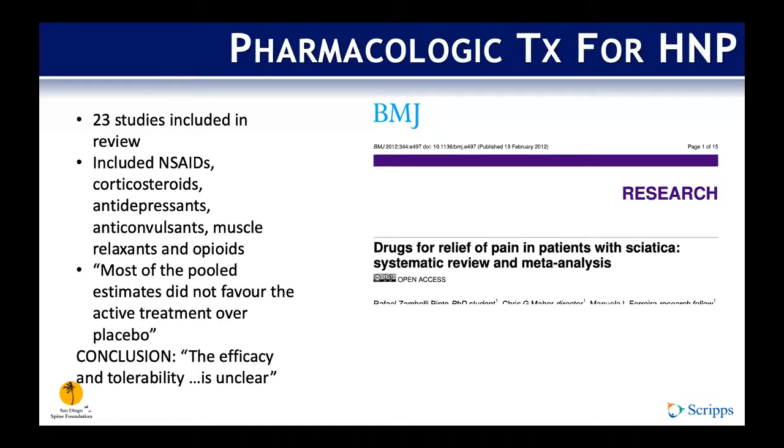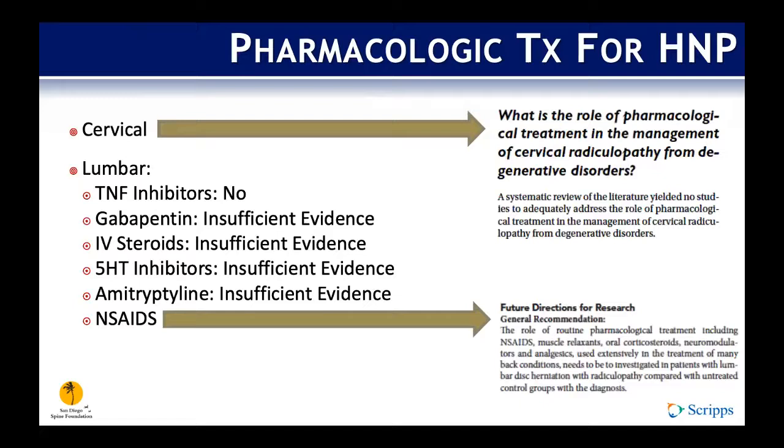I thought, in terms of the benefits of NSAIDs, corticosteroids, antidepressants, you can see all of them looked at. This was a meta-analysis looking specifically at lumbar disc herniation. And their conclusion, you can see there, did not favor active treatment over placebo. And the efficacy and tolerability of these pharmacologic interventions for these diagnoses is unclear. So not exactly a strong supporting statement for the use of pharmacologics, and NASS kind of follows down on this as well.